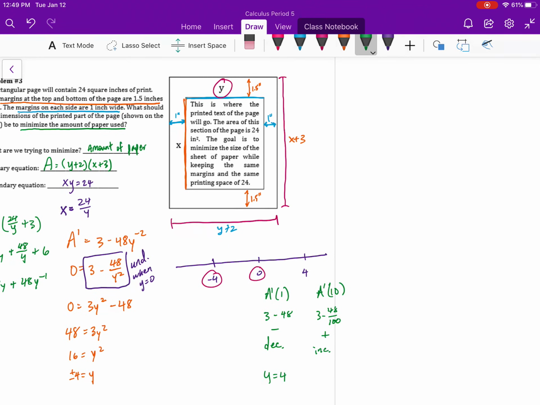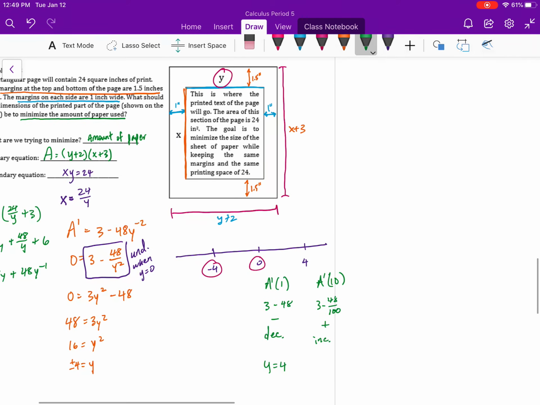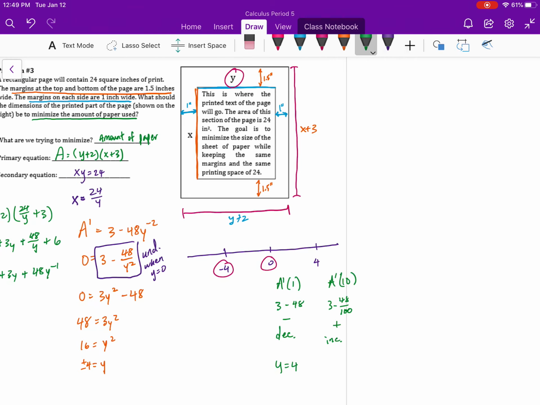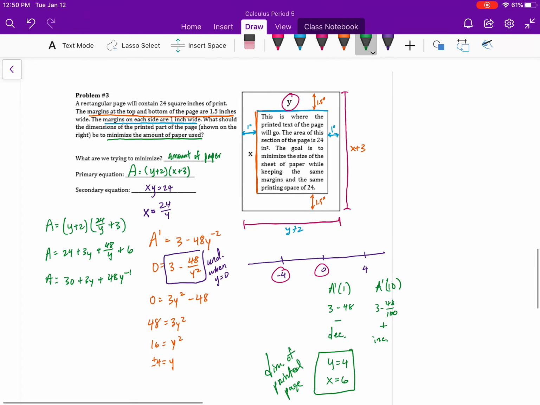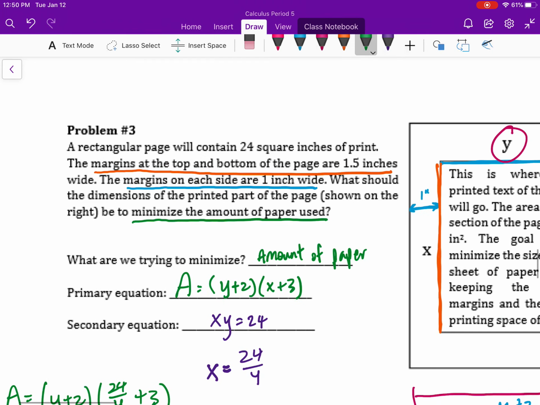If we calculate y, it probably is useful to go ahead and calculate the x dimension of the printed page as well. And since the area of the printed page is 24, we know that x would need to be 6. And these are the dimensions of the printed page. So we just want to check that we have in fact solved for what the question asks. And we're trying to minimize the amount of paper that's being used, but the question does ask for the dimensions of the printed part of the page. And so that is what we have solved for.